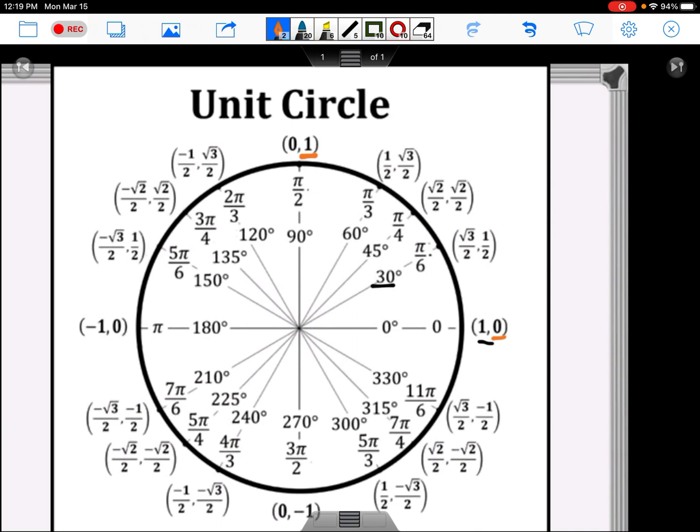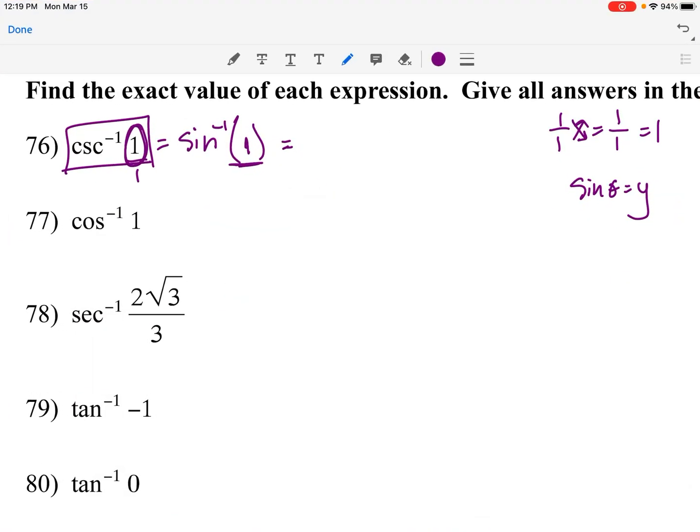Okay, so it looks like there's only one, because I'm looking all the way from 0 to 360, which is where they told me to look. So it looks like 90 degrees is the only one. So that would be my answer: 90 degrees. Sometimes you have more than one, but in this case, we just have one.